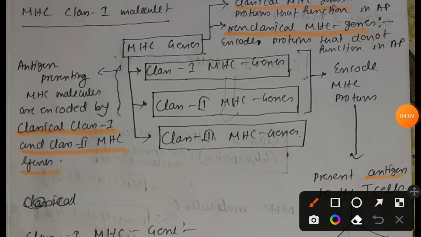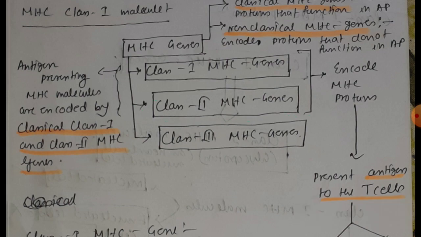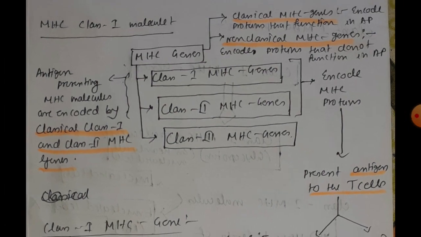You will also get the idea of classical and non-classical MHC genes in the case of class 2 also. And there the meaning is the same. That means classical MHC genes will play an important role in antigen presentation, but non-classical genes will do some other jobs but not antigen presentation. Okay, now what is the meaning of this antigen presentation? Now, as I have not uploaded any video on the basics of immunology, I want to explain this antigen presentation in a very simple way.